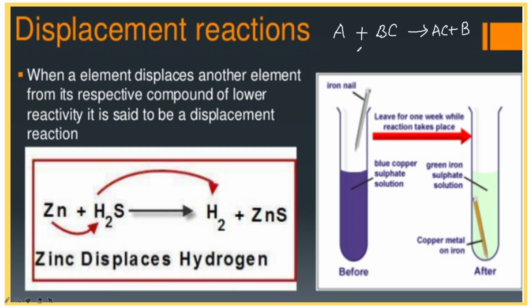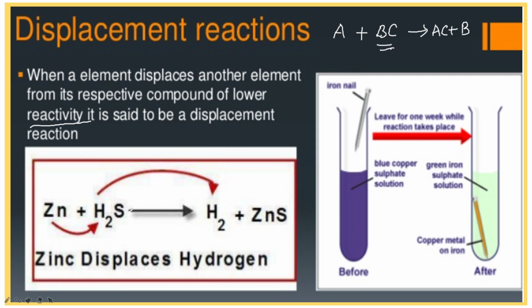When an element displaces another element of lower reactivity from its compound. So what is this reactivity? What is this reactivity series? I am going to discuss that also after this definition. So what is a displacement reaction? A reaction in which an element and a compound react to form a different substance by mutual exchange of atoms or group of atoms is called a displacement reaction.